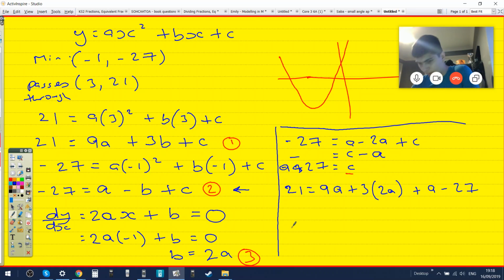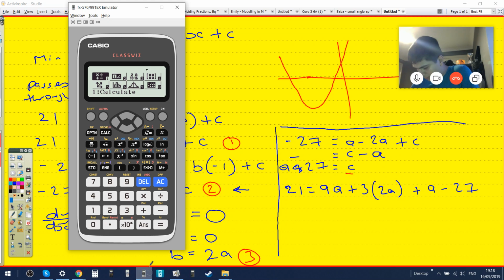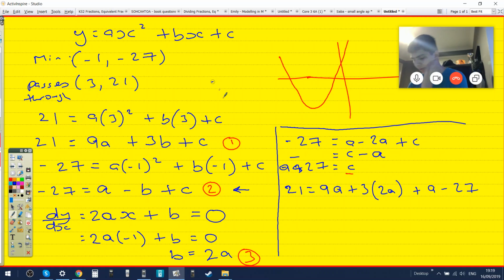And then I need to simplify it. Yep. So 9a plus 6a plus a minus 27. So it comes out to 16a minus 27? Sounds good. And then 21 plus, so then it becomes 48 equals 16a. Okay. And then I just do 48 divided by 16 to get a. Yep. And that's 3. Okay. So a is 3.